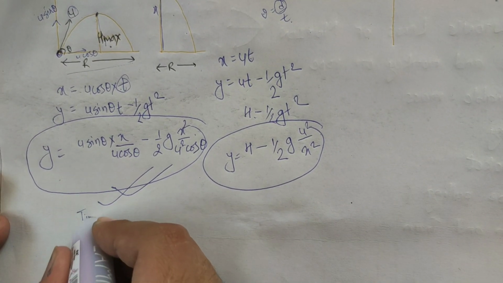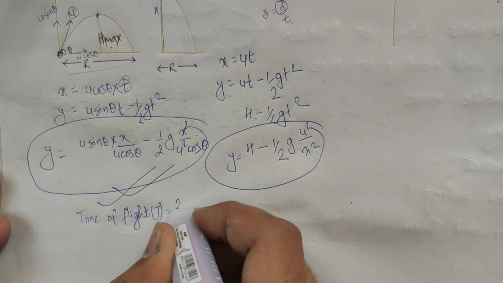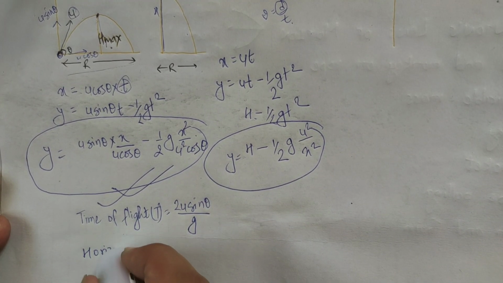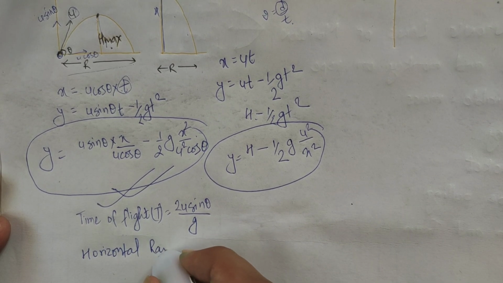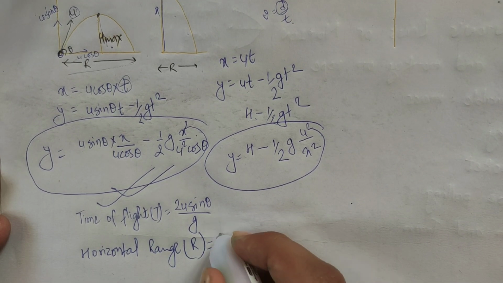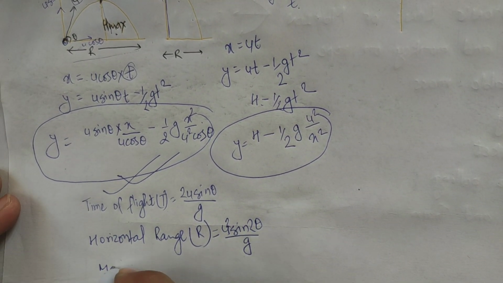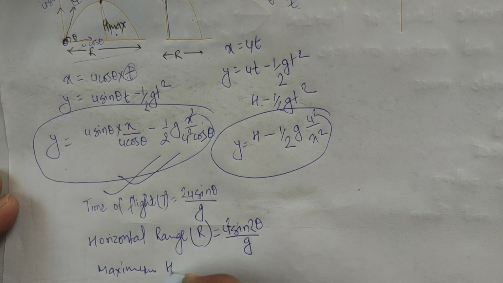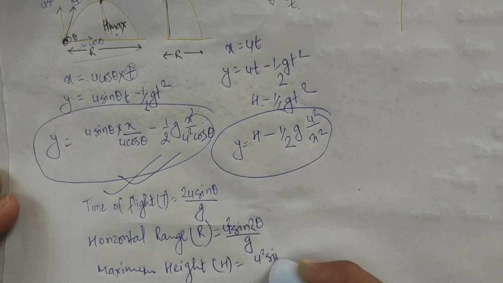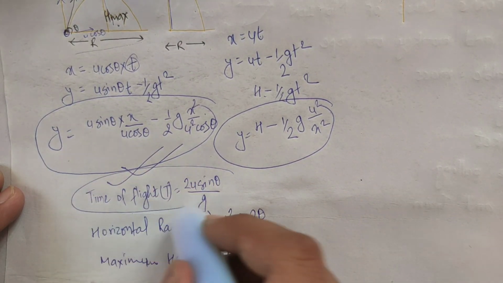And time of flight, T is equal to 2u sin theta by g, and the horizontal range R is equal to u square sin 2 theta by g, and then we have maximum height H is equal to u square sin square theta by 2g. These are the three important formulas you need to remember.